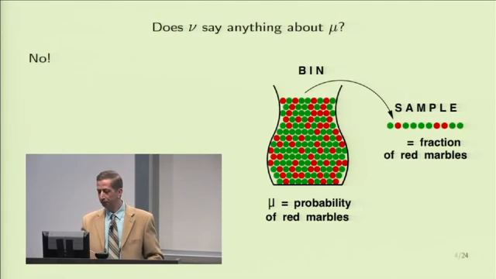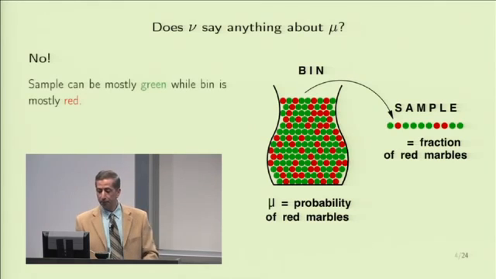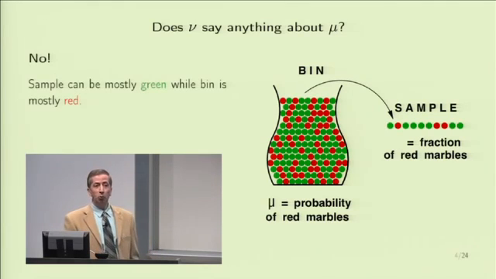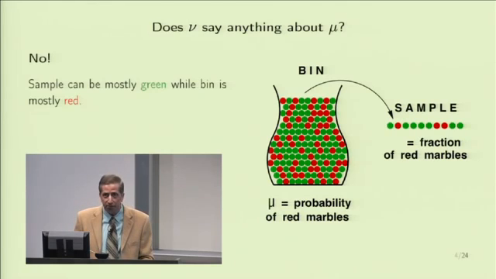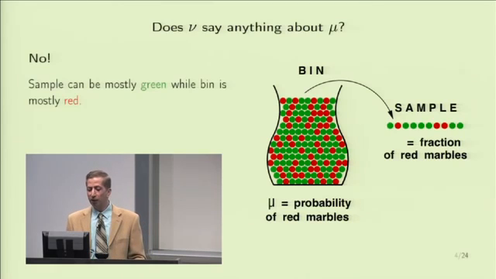Why? Because the sample can be mostly green, while the bin is mostly red. Anybody doubts that? The thing could have 90% red, and I pick 100 marbles, and all of them happen to be green. This is possible, correct? So if I ask you what is actually mu, you really don't know from the sample. You don't know anything about the marbles you did not pick. Well, that's the short answer.